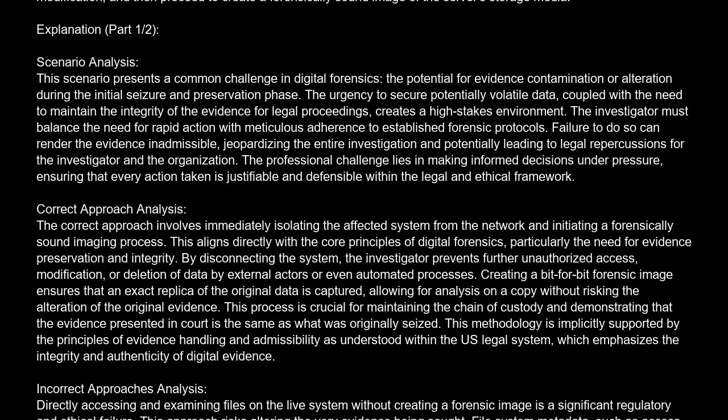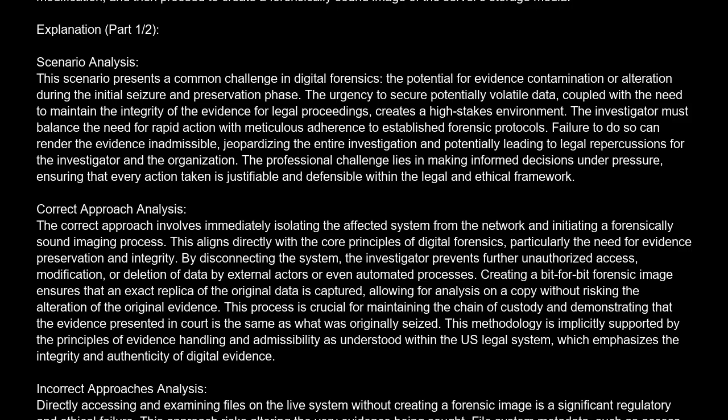The investigator must balance the need for rapid action with meticulous adherence to established forensic protocols. Failure to do so can render the evidence inadmissible, jeopardizing the entire investigation and potentially leading to legal repercussions for the investigator and the organization. The professional challenge lies in making informed decisions under pressure, ensuring that every action taken is justifiable and defensible within the legal and ethical framework.